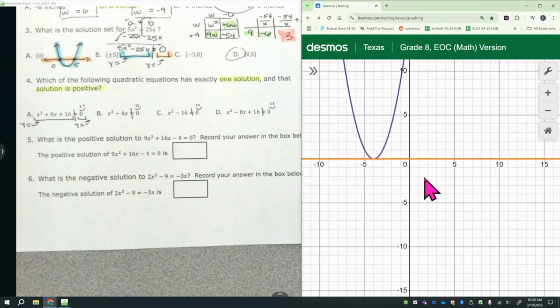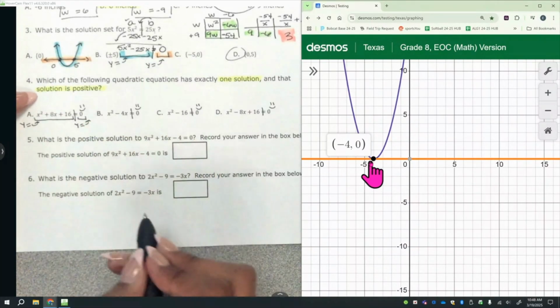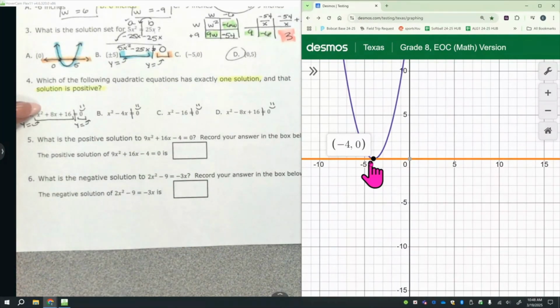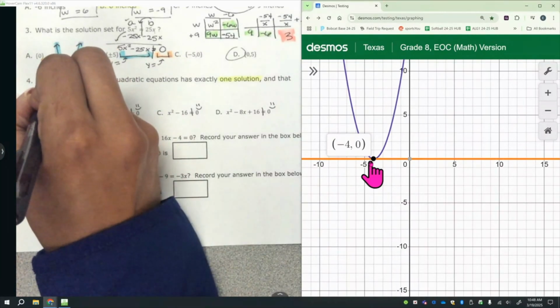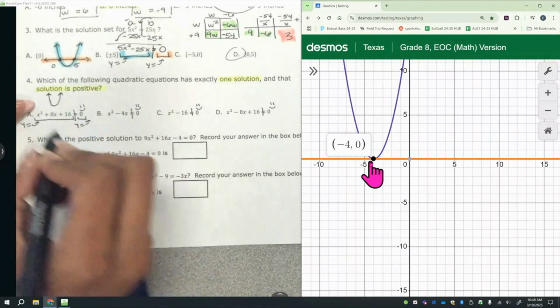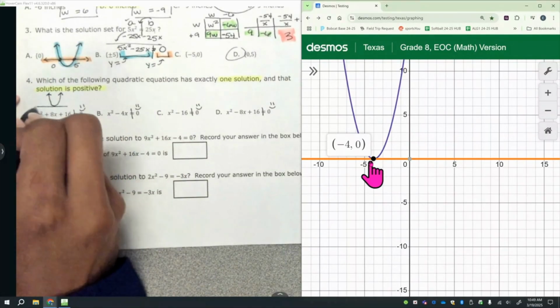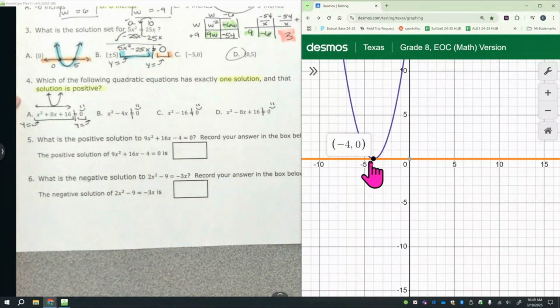How do I know what a solution is? A solution is when they touch this x-axis right here. So how many times does it touch this x-axis? 1 time, which means that this one does have one solution. So far, so good. And I'm going to draw myself a little picture here for each one. Okay, just a rough sketch.